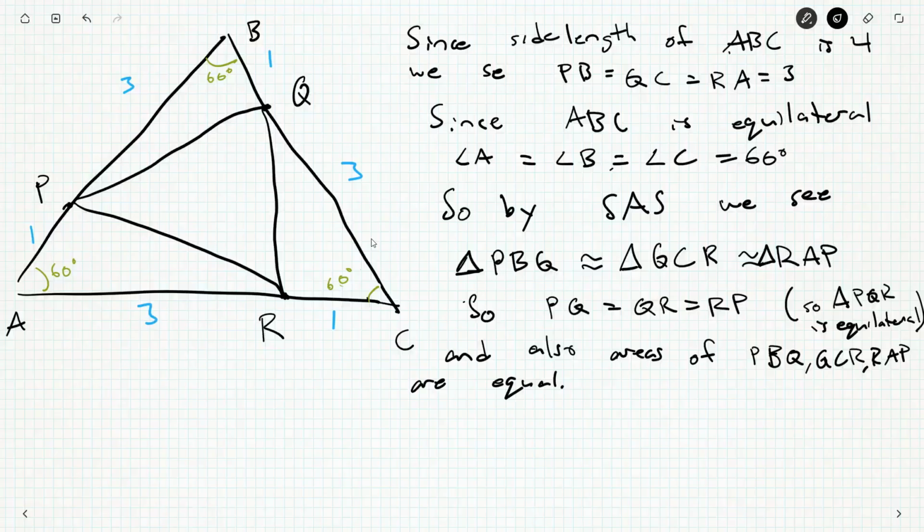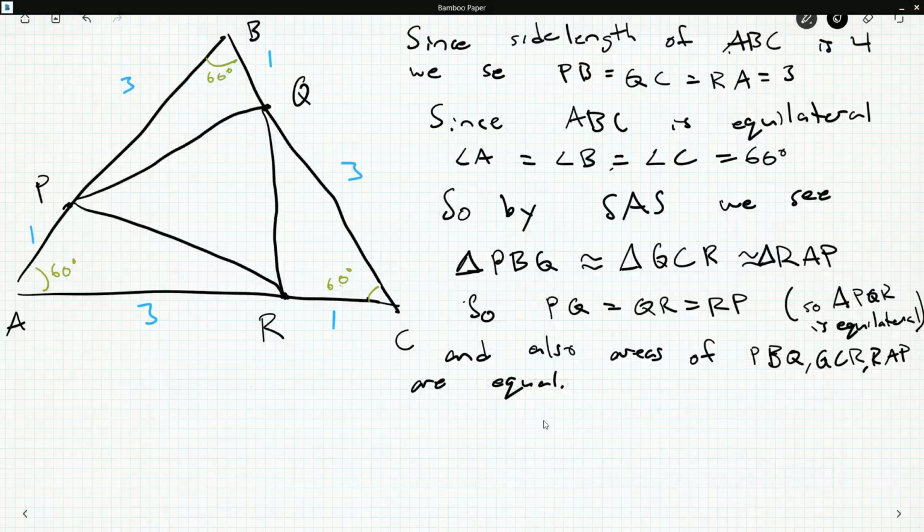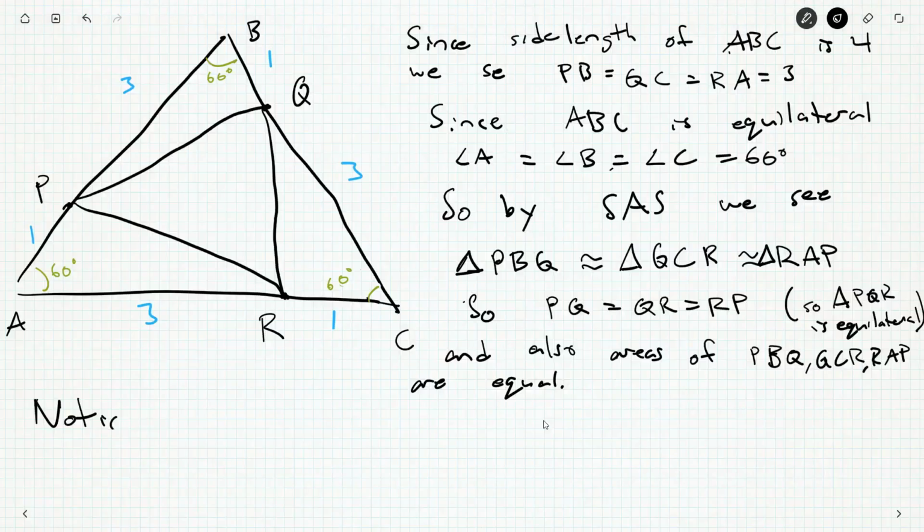Okay. So now, triangle ABC, whose area we figured out in A, can be seen as 3 copies of PQB plus PQR. So that's one way now to view the problem. And thus, in B, since they're asking us for one of each of those, if we can figure out one, we can figure out the other. So I might make a note of that.